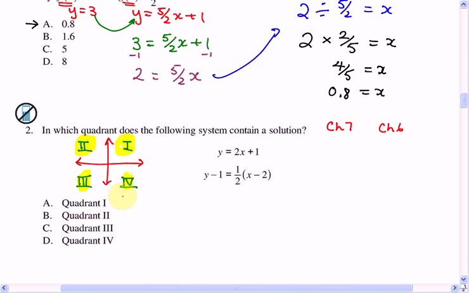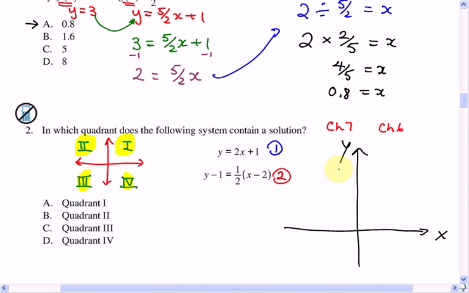Well, my suggestion to you here is to make a quick sketch. Okay? You should be able to make quick sketches of both of these lines. Okay, so I'm going to call this equation number 1. I use a different color for equation number 2. And like I said, this is sketching, so that's part of chapter 6. Alright, so let me just quickly sketch x and y. Let's do the first one.